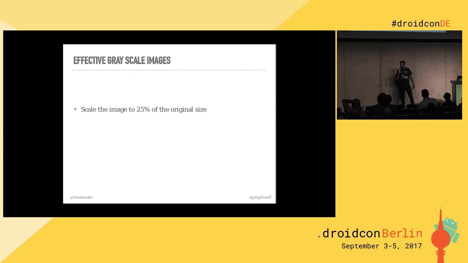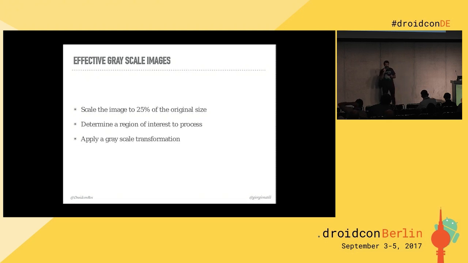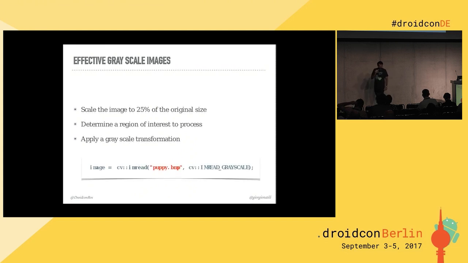Usually, when you deal with mobile devices, you want to get an image, and you want to start to process this image. I'm pretty sure that in this room we all have top-level devices, but that's not the truth for everyone. So in order to be effective with grayscale images, what you usually do is reduce the size of the acquired image, usually to 25%. Then you determine the region of interest that you really want to get information from, and you apply the grayscale transformation, and then you start to deal with the information, the two-dimensional array that OpenCV, in this specific example, gives back to you.